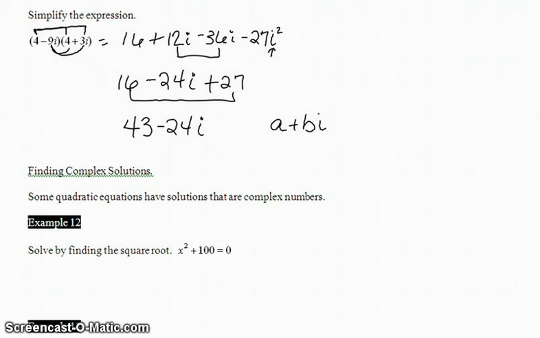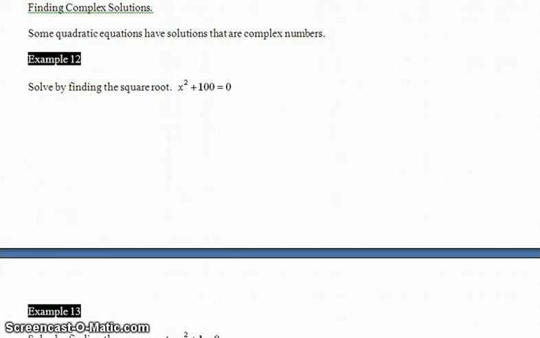We have time on this video to go ahead and look at finding complex solutions for our quadratics. All right, if you recall, when we have our quadratic equation written in ax squared plus c equals 0 format, we can find the solutions to that quadratic equation by finding the square root of each side. So our first step was to isolate that x squared. So if I look at x squared plus 100, that is going to become x squared equals negative 100, just subtracting 100 from both sides.